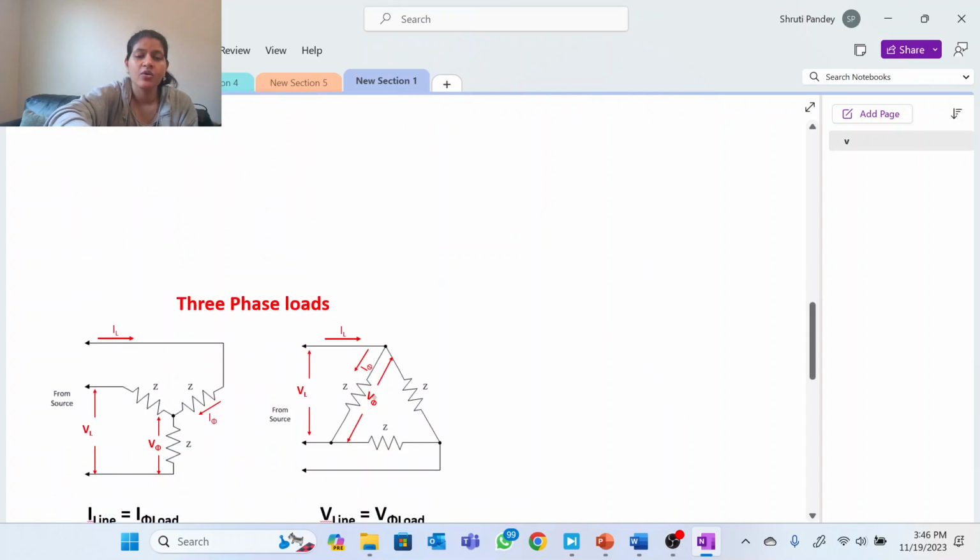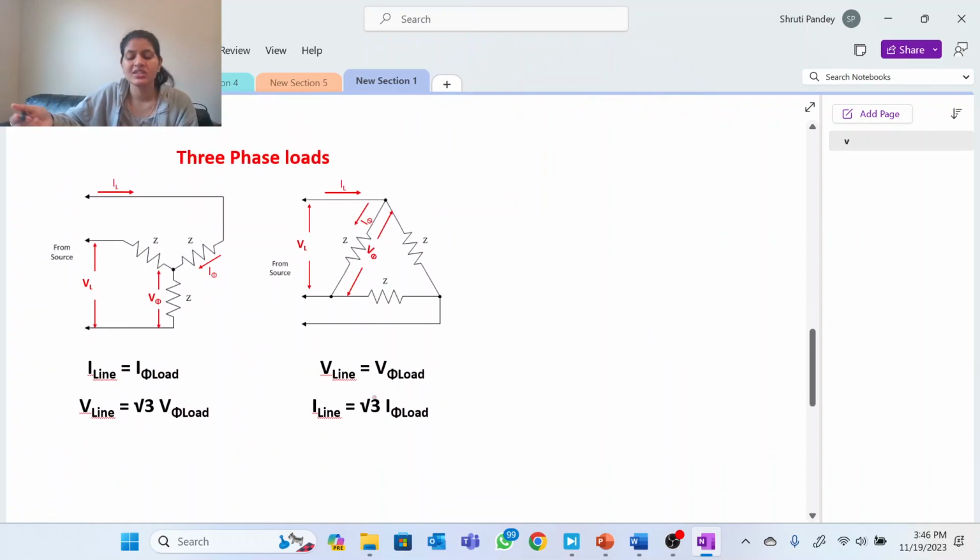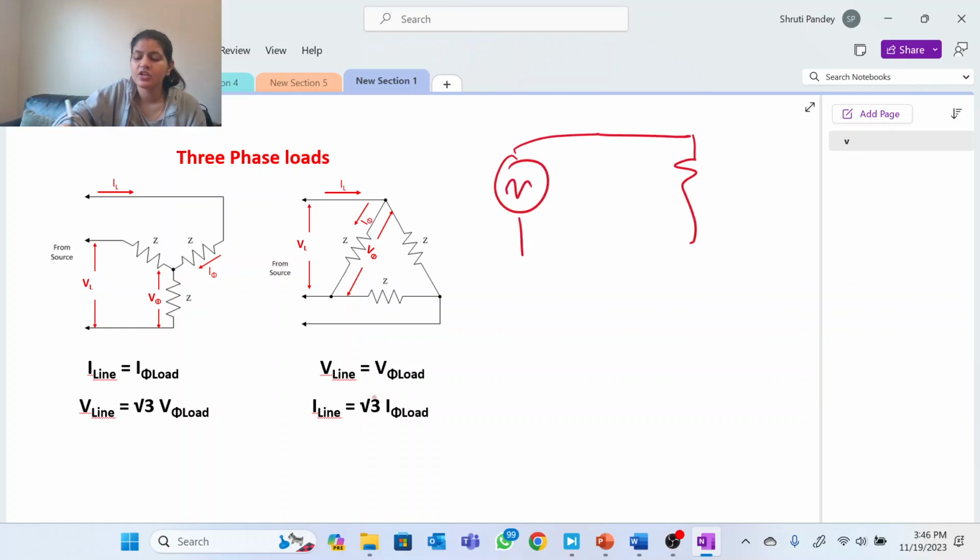Okay, so now we'll move towards the load. So this is the three-phase load. In the case of three-phase loads, this is the source side, right, and this is the load side.